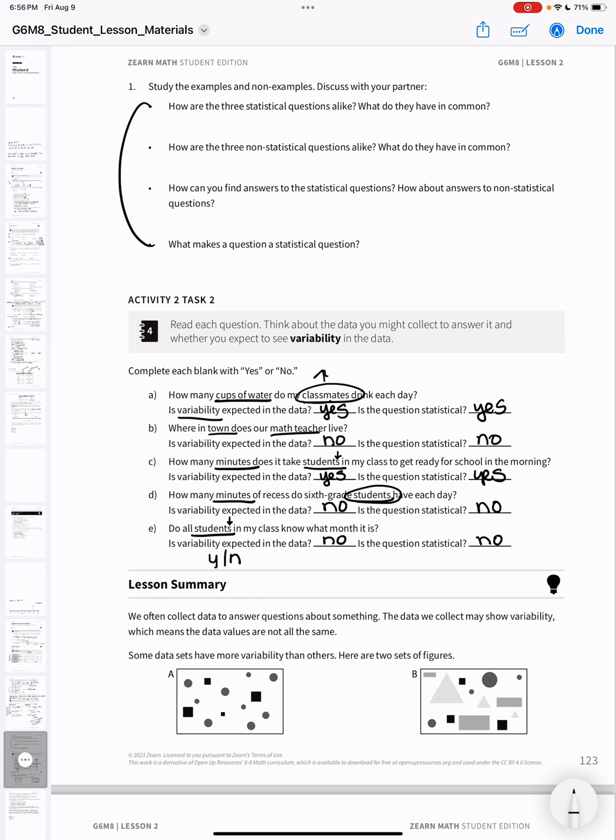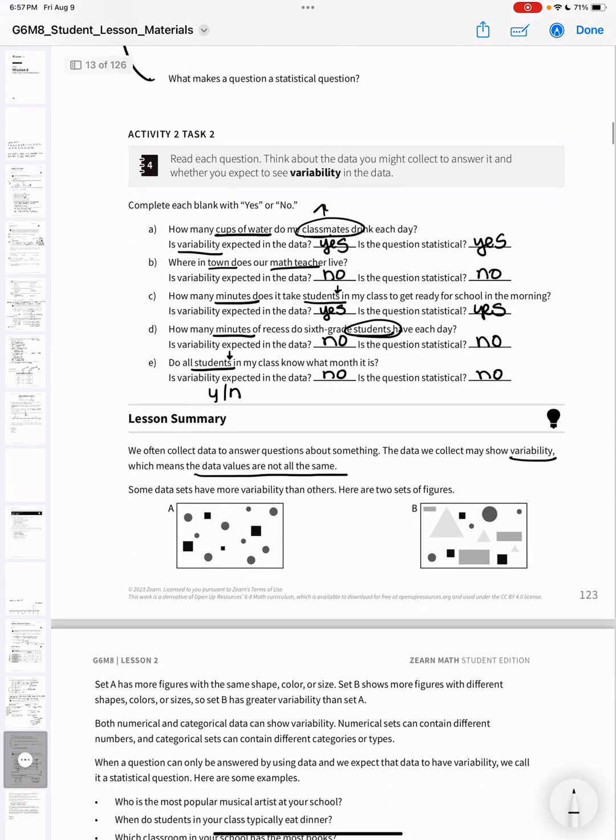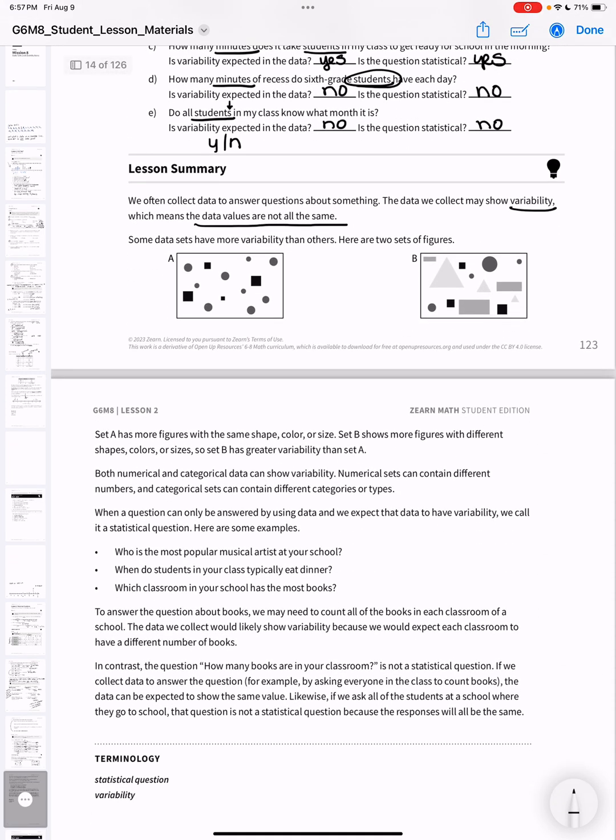We often collect data to answer questions about something. The data we collect may show variability, which means the data values are not all the same. So there's that word again. Data values not all the same is variability. Some data sets have more variability than others. Here are two sets of figures, A and B. Set A has more figures with the same shape, color, and size. Set B shows more figures with different shapes, colors, or sizes. So set B has a greater variability than set A. It's got more variety in B than we do in A.